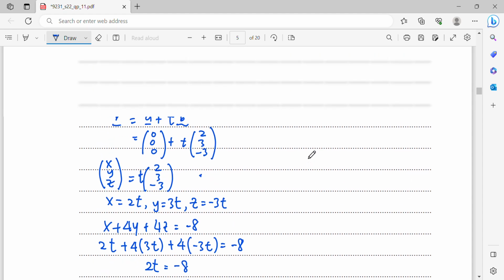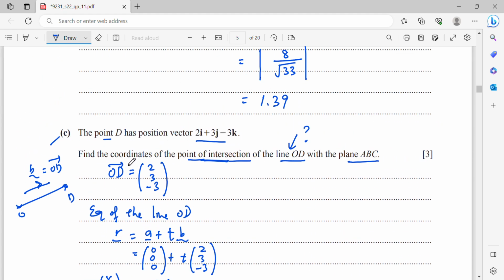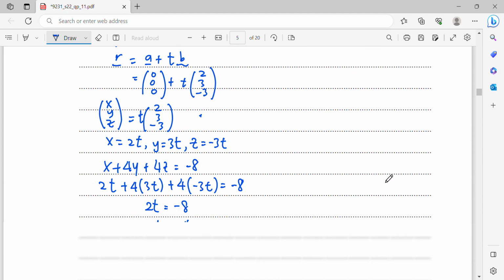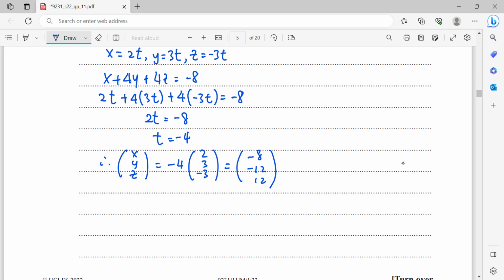Okay, let's go back to the question. Find the coordinates. Coordinates means it must be in the coordinates form, so I have to rewrite. So the intersection point equals minus 8, minus 12, and 12. So these are the coordinates of the intersection point.